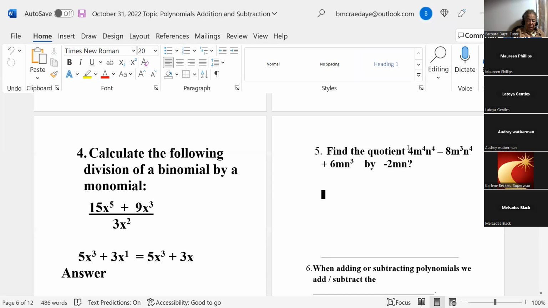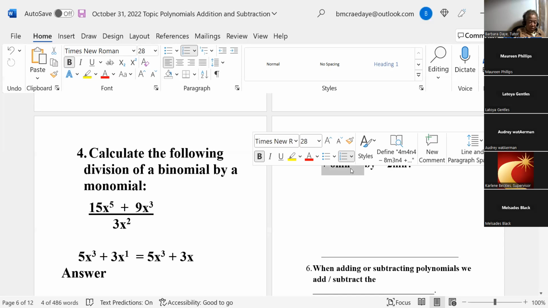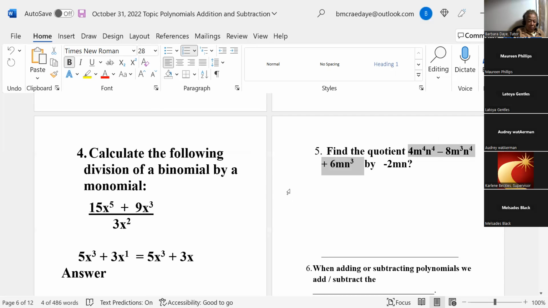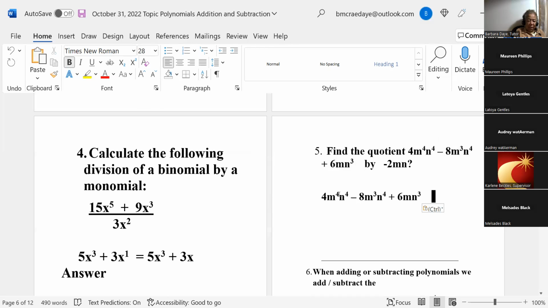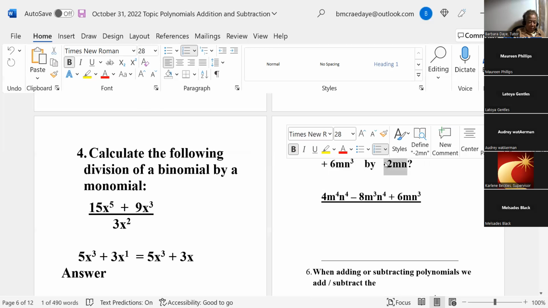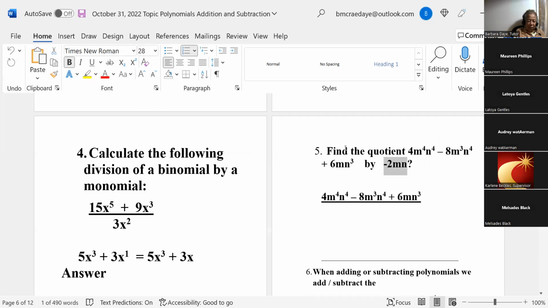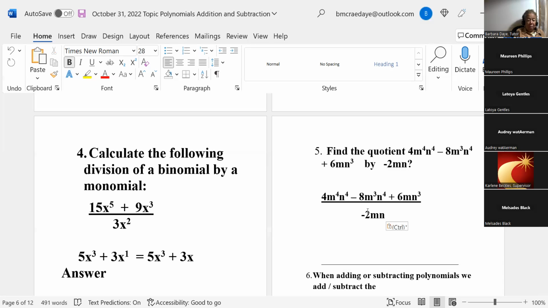So let me just copy the polynomial. Okay, I put it here. You're dividing that, and I'll put it underneath. And underneath it, we divide it by minus 2mn, right? What do we know about division? For a polynomial, we divide each term by the monomial, so it'd be monomial over monomial.